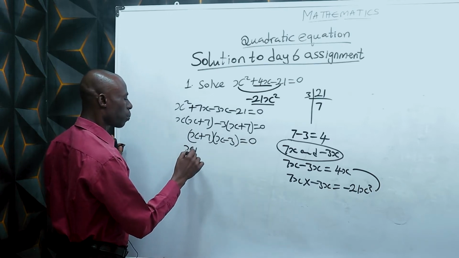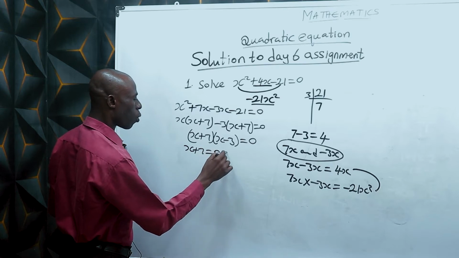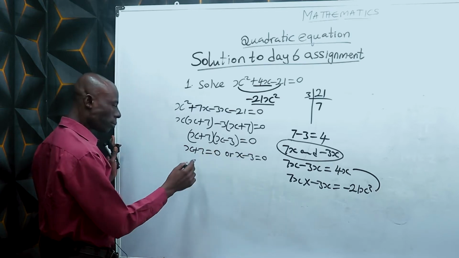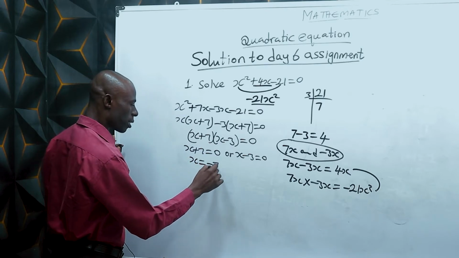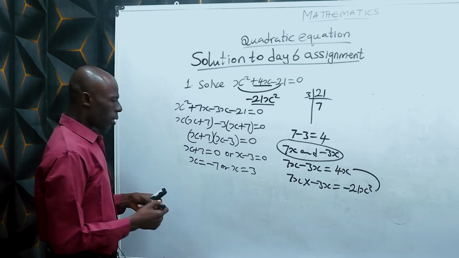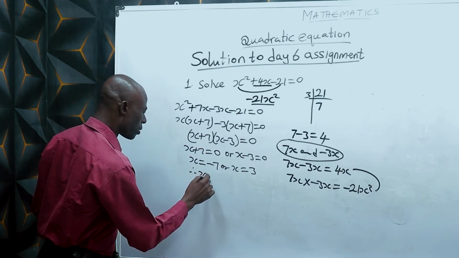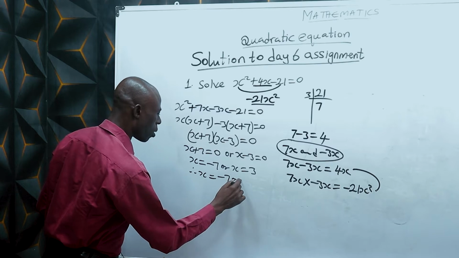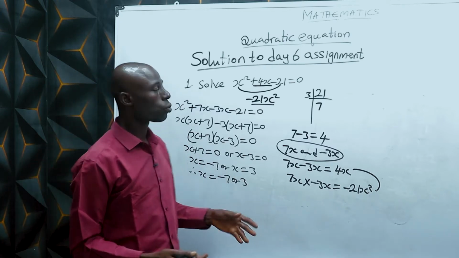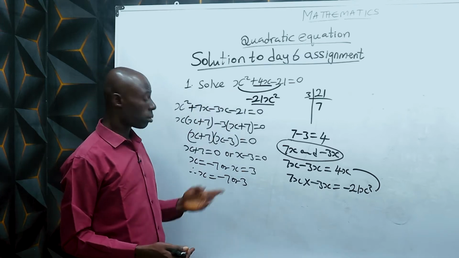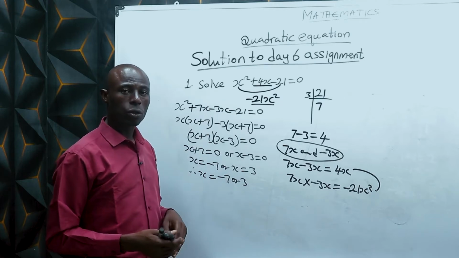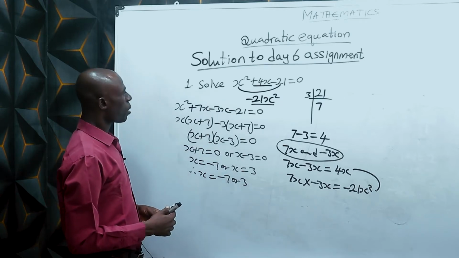Don't forget, x plus 7 is equal to 0, or x minus 3 is equal to 0. x equals minus 7 or x equals 3. Therefore, x is equal to minus 7 or 3. So minus 7 and 3 are the roots of this quadratic equation, using any method to solve it. But here, we have used factorization method.